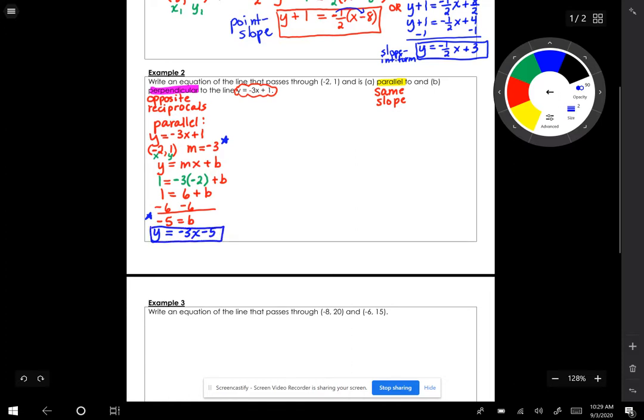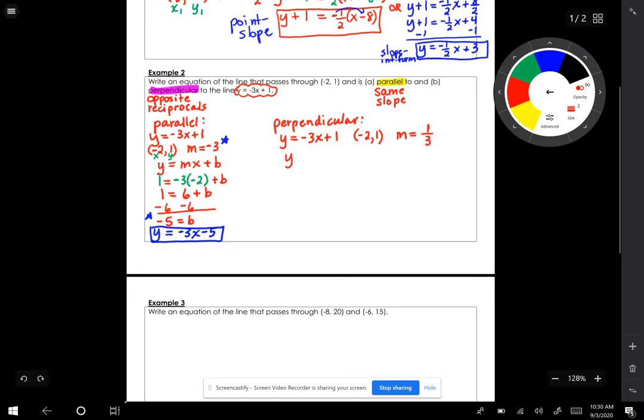All right, so for the second one, we are going to write an equation of a line that's perpendicular to the given line. So perpendicular means opposite reciprocals. So we're going to use the same equation, the given line, because we want to write an equation of a line perpendicular to that one. We are going to use the same point, negative 2, 1, but this time the opposite reciprocal slope of negative 3 over 1 is positive 1 over 3, because it's opposite in sign and you're flipping your numerator and denominator. Remember, this negative 3 slope is just negative 3 over 1.